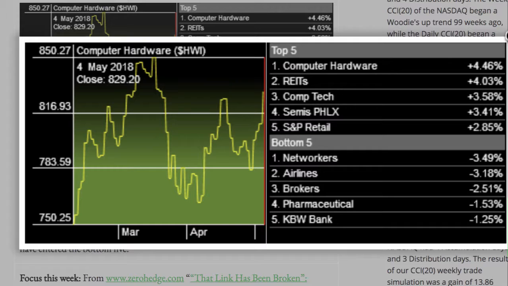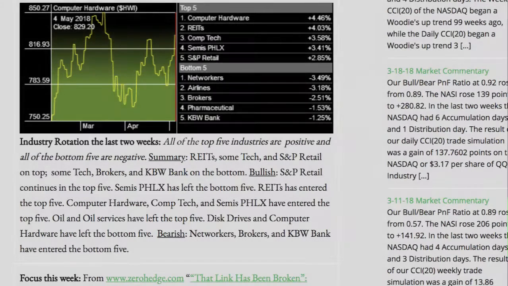Industry rotation the last 2 weeks. All of the top 5 industries are positive, and all of the bottom 5 are negative. Summary: REITs, some tech, and S&P retail on top. Some tech, brokers, and KBW Bank on the bottom.